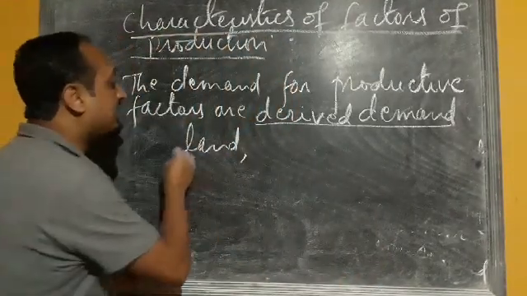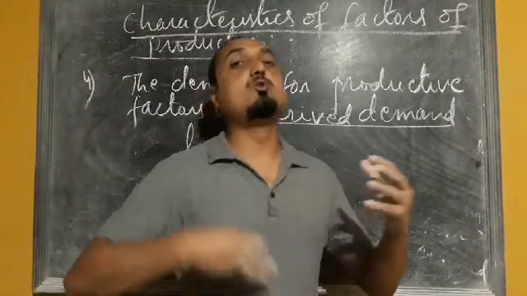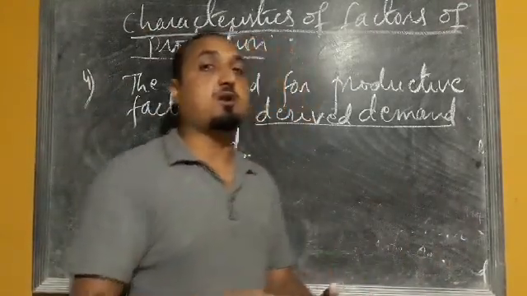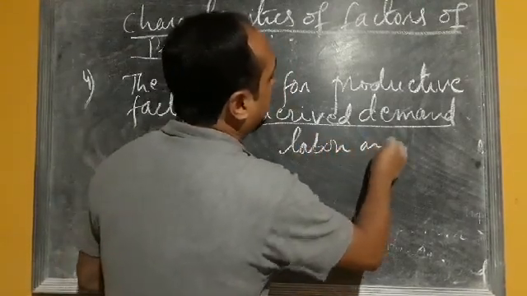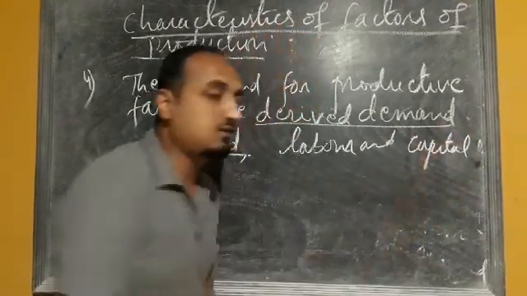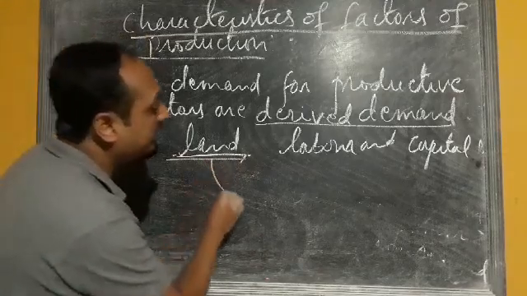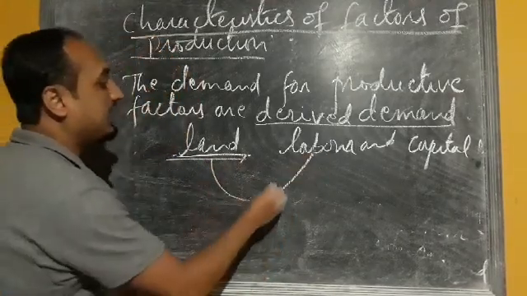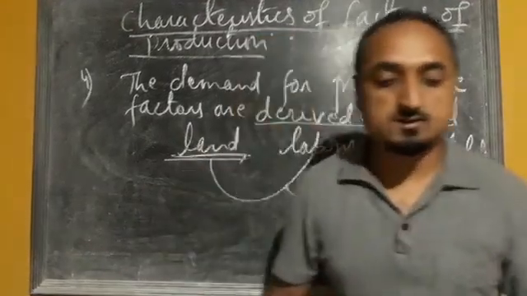So when we require land for the production purpose, at the same time we need to demand the other factors of production like labor and capital at the same time. So due to the demand of land, we need to demand other factors of production like labor and capital at the same time. So this type of demand is called what?